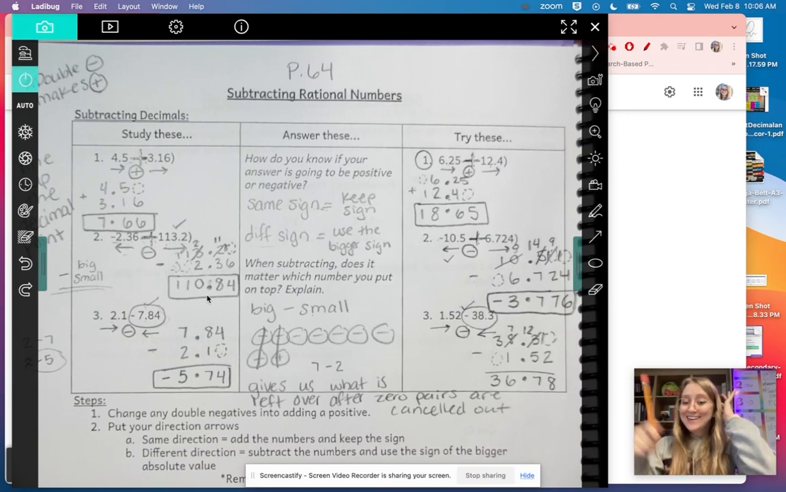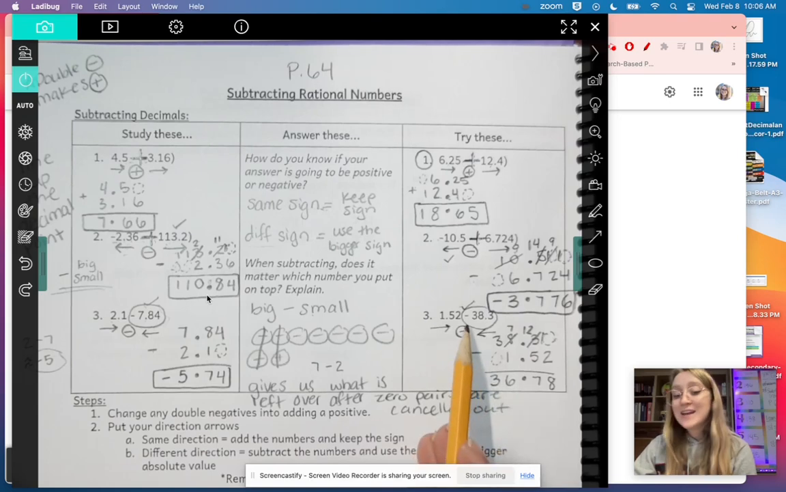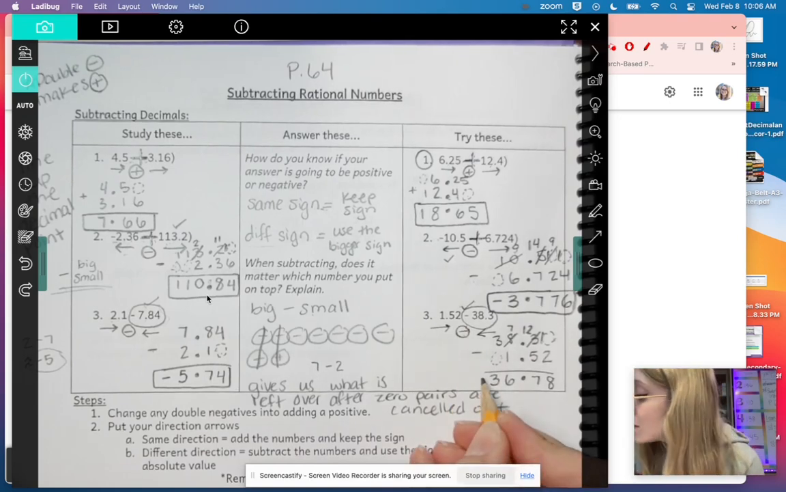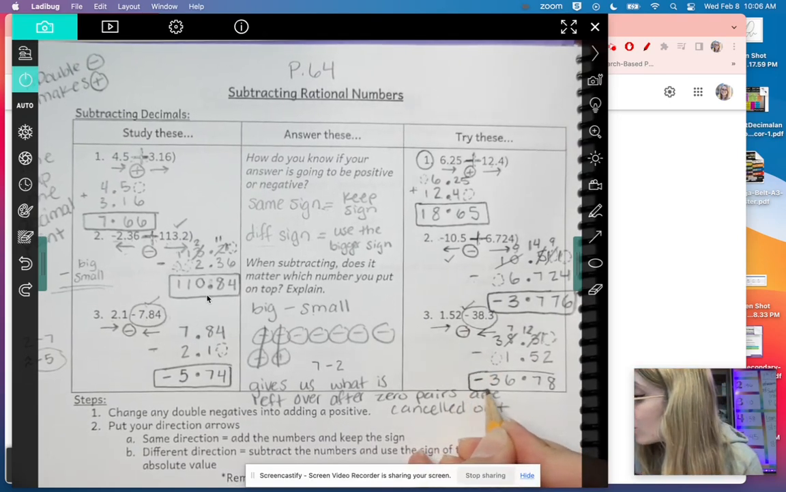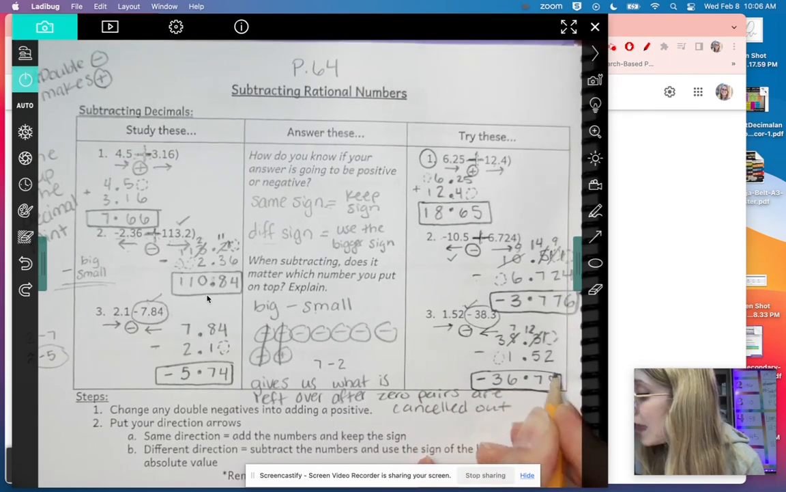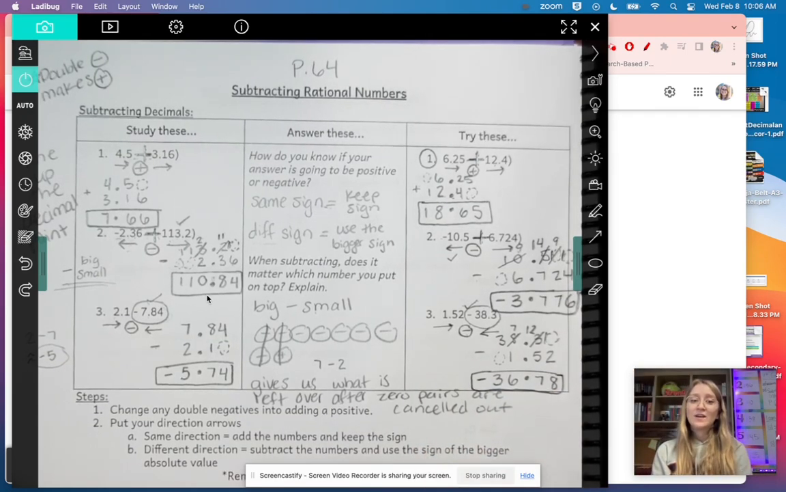What is my sign in the end? Sandwich your signs. First and last thing you should think about. We said our negative was the bigger value, so we're going to have negatives left over when they cancel out. Negative 36 and 78 hundredths.